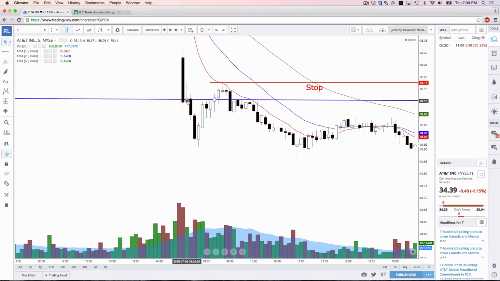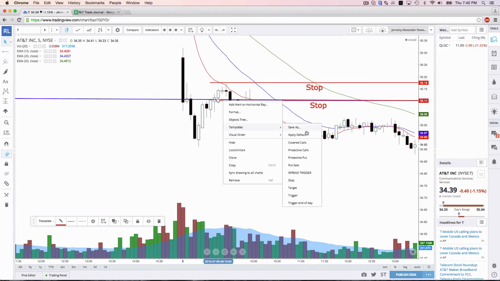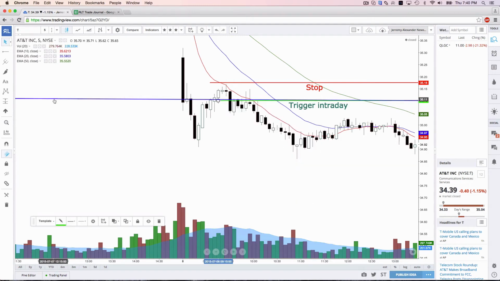That stop is also above the high of this wick. It's 1 cent above that high. Everything is good. Everything is awesome. And then the trade begins to reverse. You play it bearish off the bounce. And there's your entry, 35.10. So your risk on this trade is 8 cents.